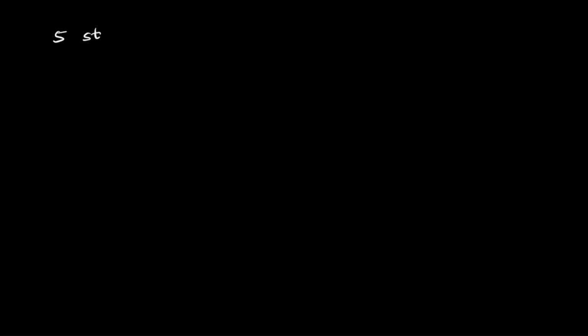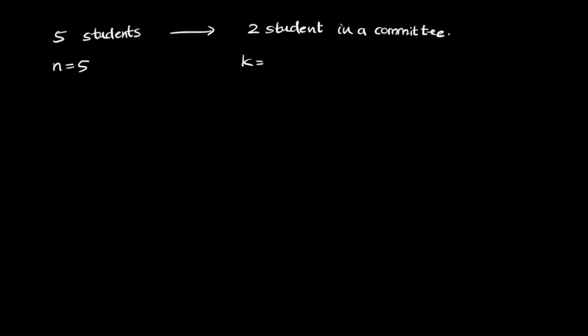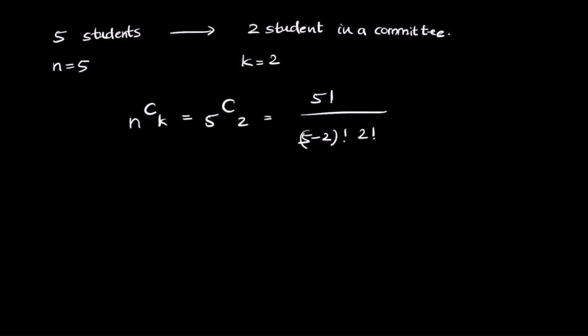So what are combinations used for? Let's say in a class I have 5 students and I am putting 2 students in a committee. How many possibilities, or how many combinations of students, can I get? Here n represents 5 and k represents 2, so we have to choose nCk. We write 5C2 as 5 factorial over (5 minus 2) factorial times 2 factorial.